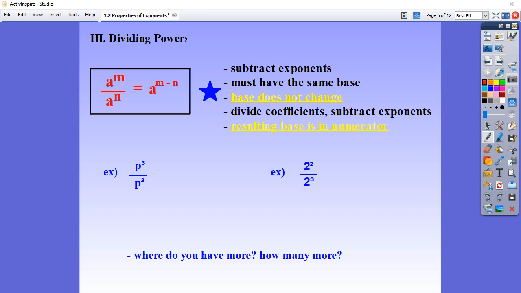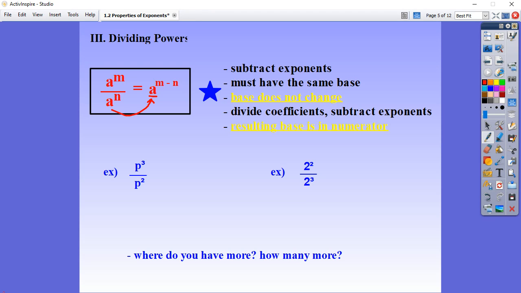Now there's a little bit more to that. First off, we have a lot more tendency to try to cancel the bases. The base stays the same. That does not change. So the base stays the same. The other thing to keep in mind is that when I use this property, my resulting base is always in the numerator. Now, it doesn't mean it stays there. I could get a negative exponent, but it is there when I execute this property. And it's always the top exponent minus the bottom exponent. Okay, so make sure it's top minus bottom.